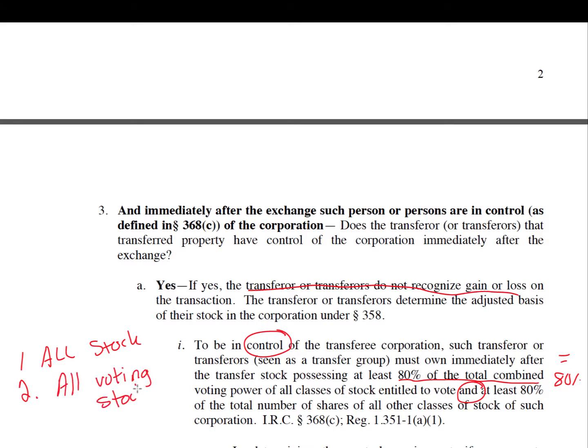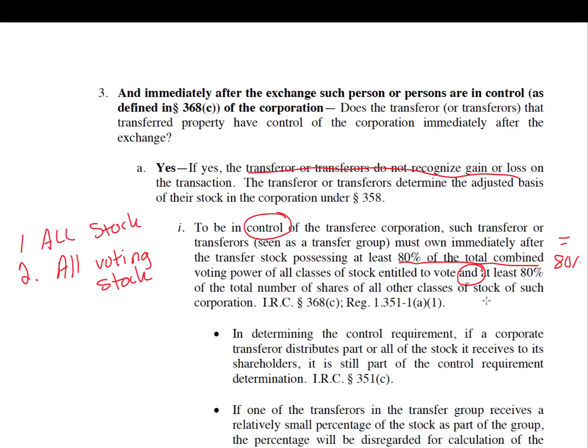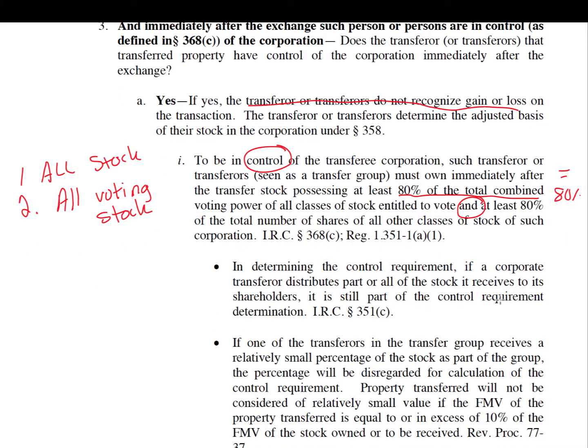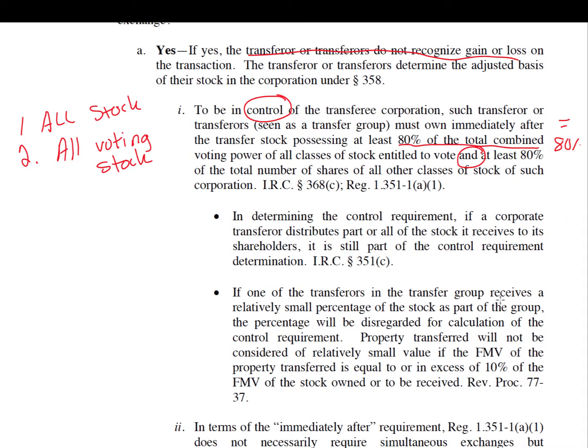All voting stock, because as many of you are aware, there's different types of stock out there. Some have voting rights, some do not have voting rights. A lot of types of preferred stock do not have voting rights. If you meet that control requirement, you're good. In determining the control requirement, if a corporate transferor distributes part or all of the stock it receives to its shareholders, it's still part of the control requirement determination. Many of you are probably thinking of some interesting examples.